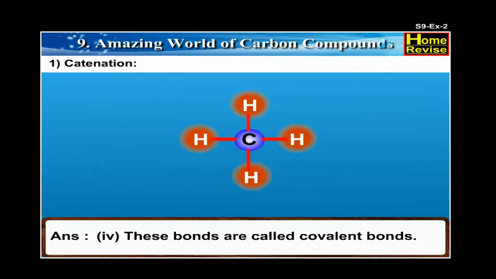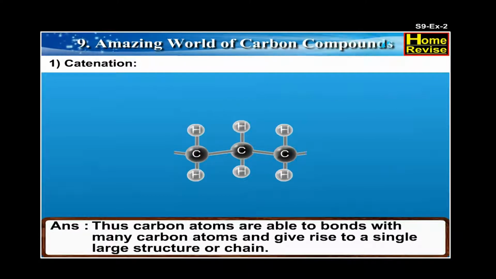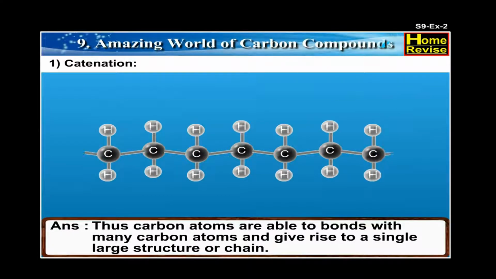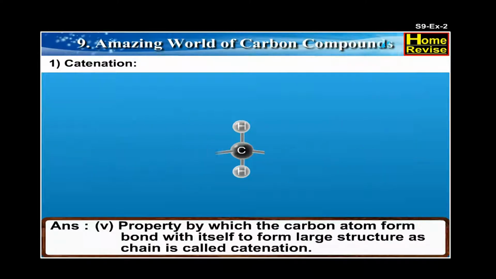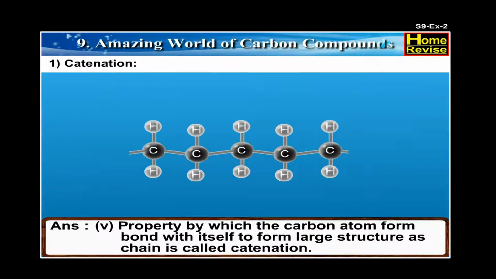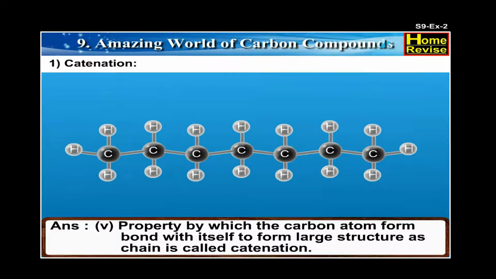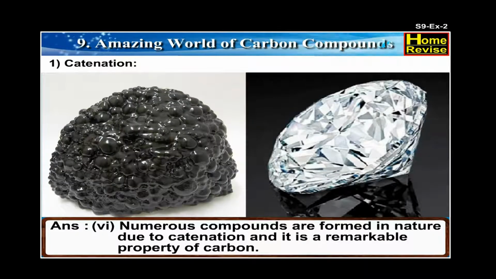Fourth, these bonds are called covalent bonds. Thus, carbon atoms are able to bond with many carbon atoms and give rise to a single large structure or chain. Fifth, property by which the carbon atom form bond with itself to form a large structure as a chain is called catenation. Sixth, numerous compounds are formed in nature due to catenation, and it is a remarkable property of carbon.